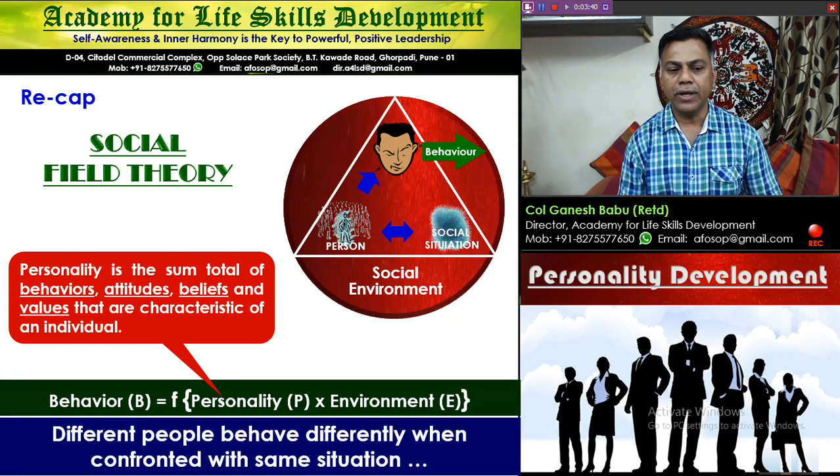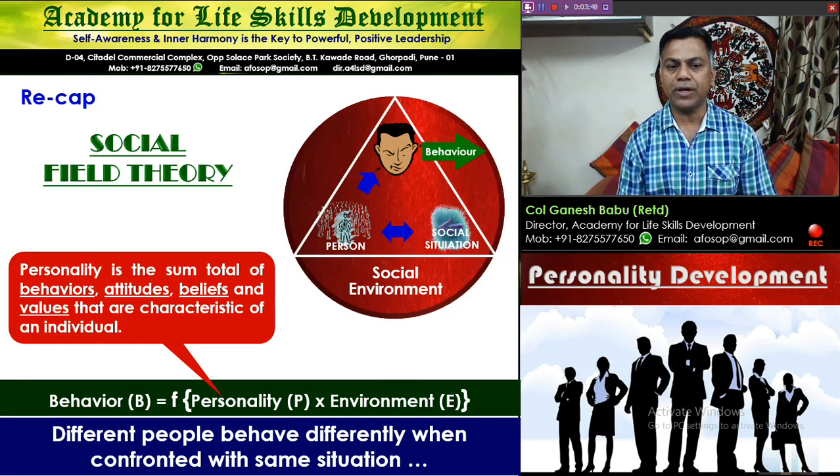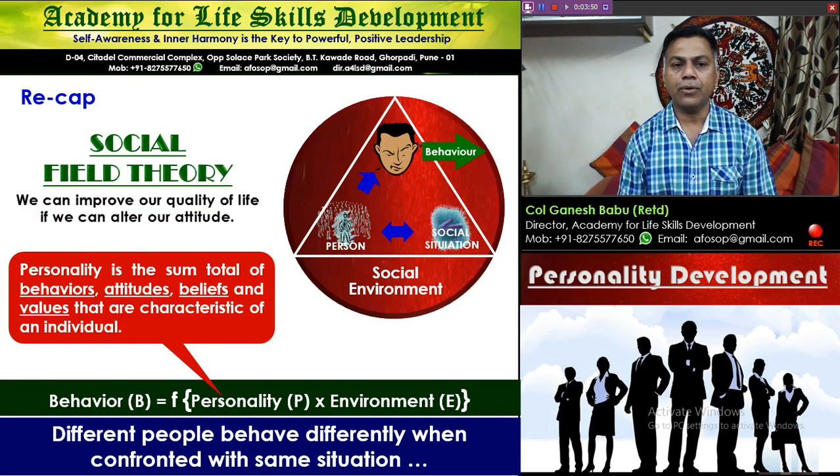And now we understand that different people behave differently when subjected to the same situation, because the personality parameters are different for each one of them. We also saw that we can improve the quality of our life, the quality of our decisions, and also our performance in the SSB if we can alter our attitude, belief system, and value system. That involves a deeper understanding of ourselves.